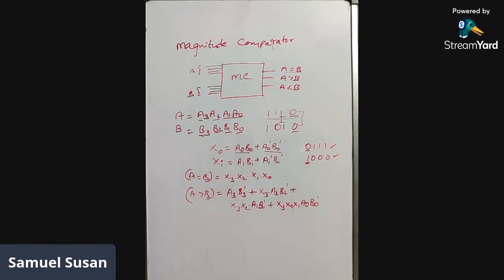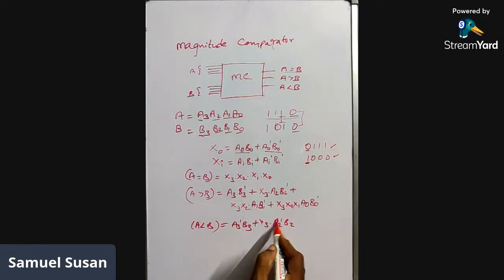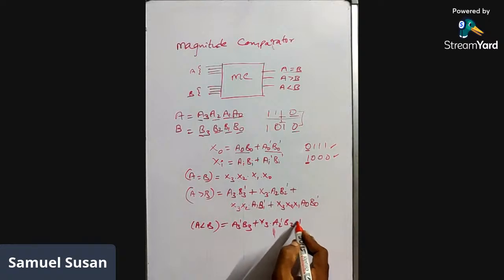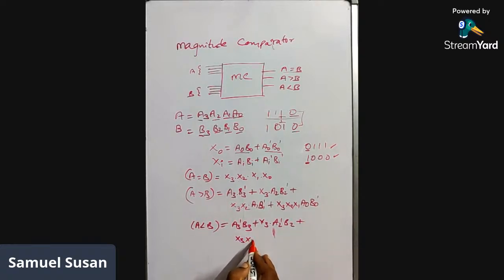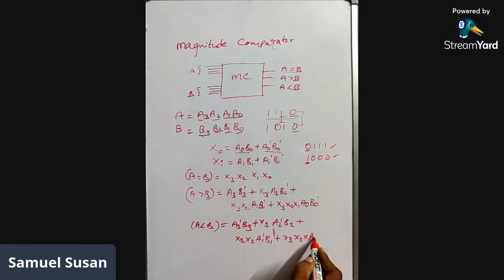Similarly, if A is less than B, you can simply write the same expression, putting the dash on A instead of B. So this will be A3' B3, or x3 A2' B2, or x3 x2 A1' B1, or x3 x2 x1 A0' B0. Right, that is the equation.